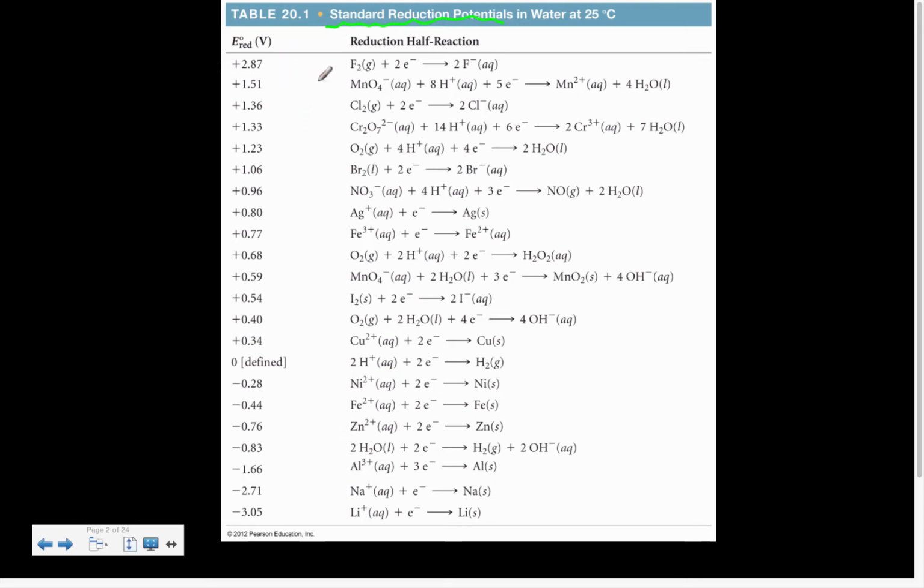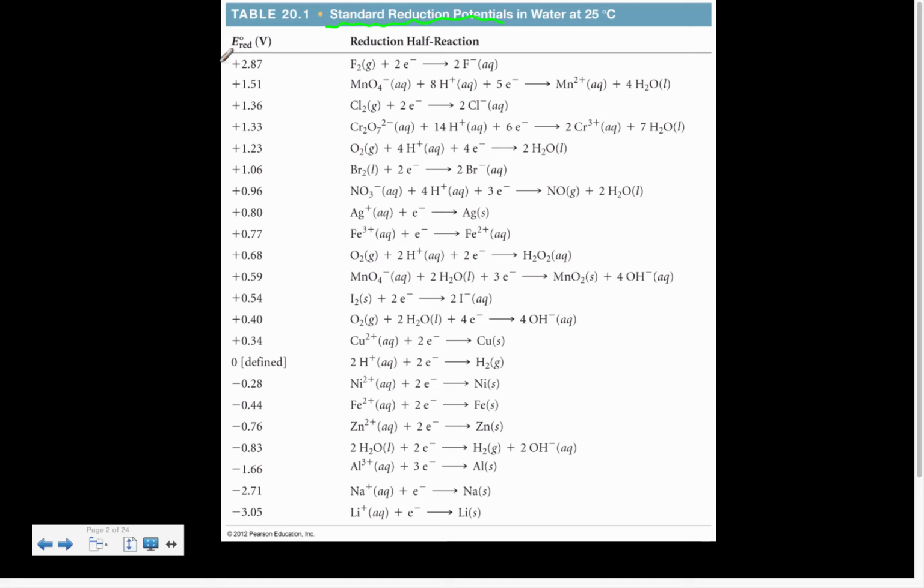So for example, we'll see there's a couple of things. Each standard reduction is accompanied by a voltage. This is the electromotive force, also known as your E value, also known as your voltage. And things to be mindful about are that some of these are positive values. We have a 0 because this is our standard by which everything else is measured. And then we have our negative values.